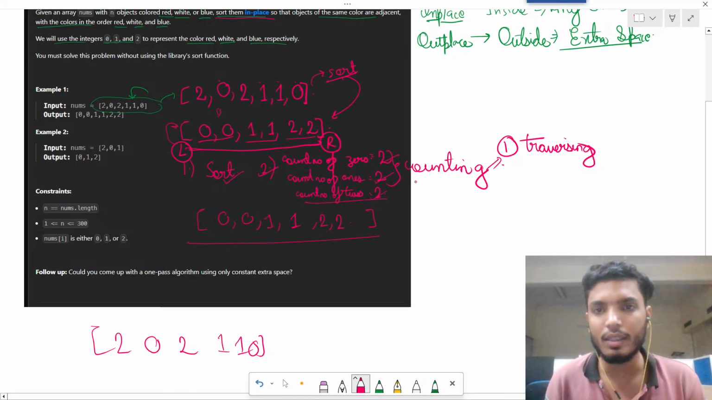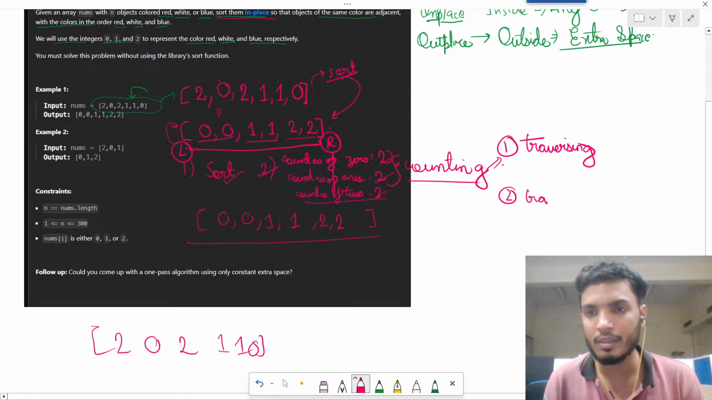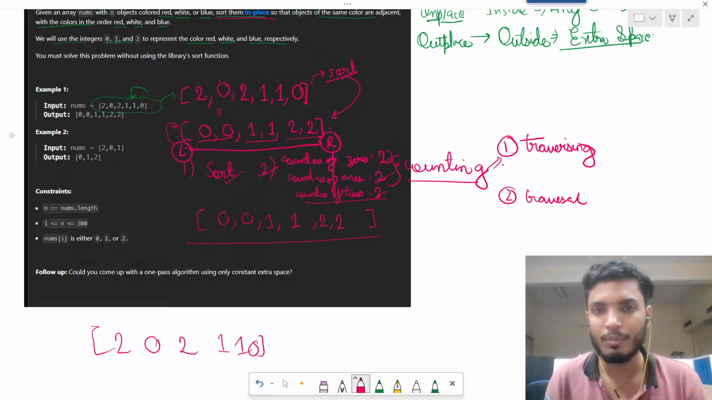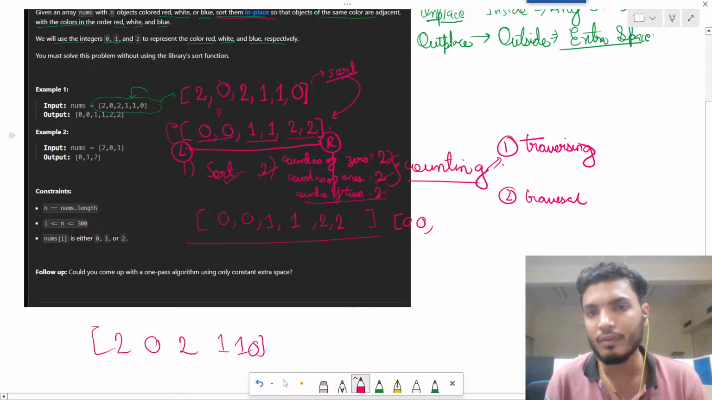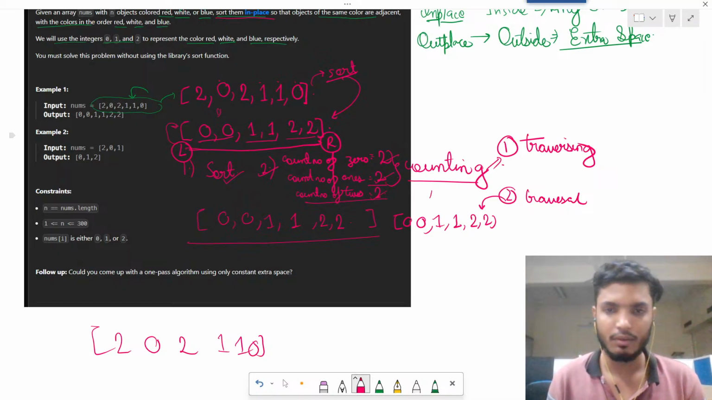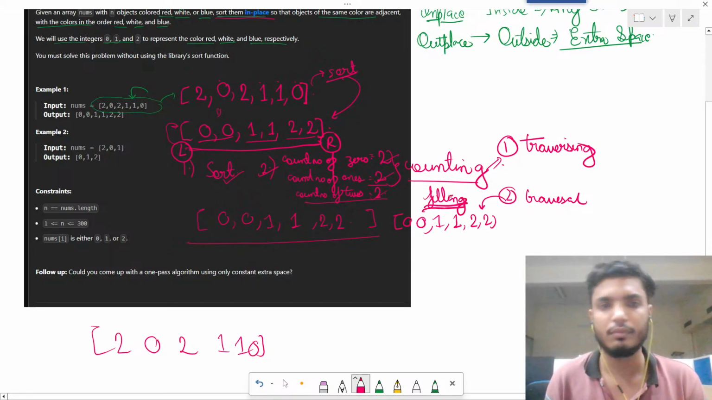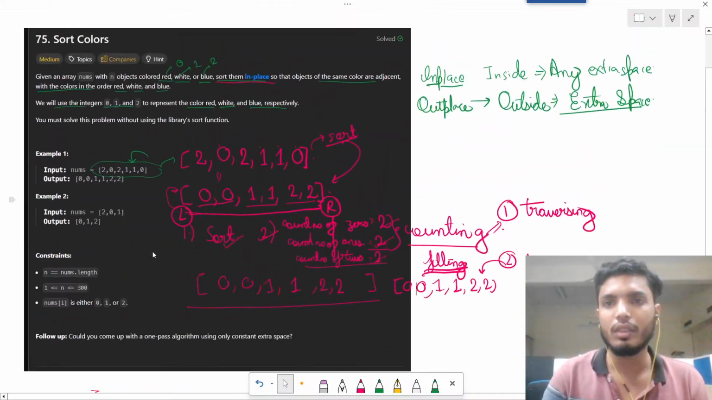The second thing I can do is, first I will be counting, and then in the second traversal I will be putting the numbers. Suppose there are two zeros, then I'll put two zeros. How many ones are there? Two. Then I will put two ones. How many twos are there? Two. Then I will put two twos. So this I will be filling. First I am counting, and second I am filling. So these are the two things you are doing.